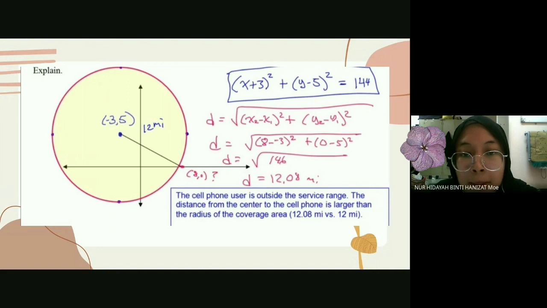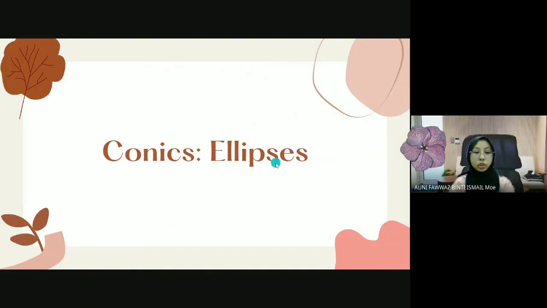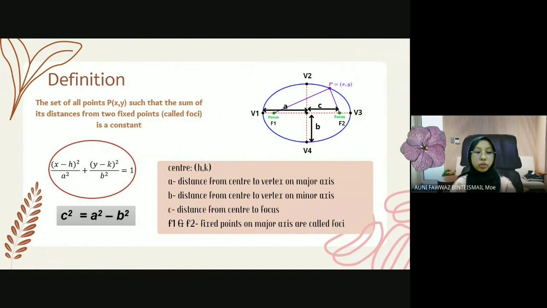Thank you. Next, I will continue conics with the ellipse. For the definition, an ellipse is the set of all points P(x, y) such that the sum of its distances from two fixed points, called foci, is a constant. So this is the ellipse shape that we get.